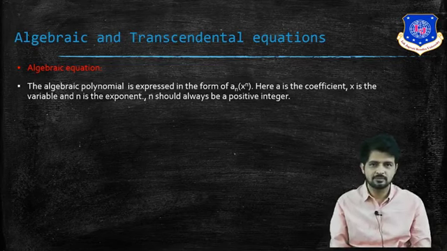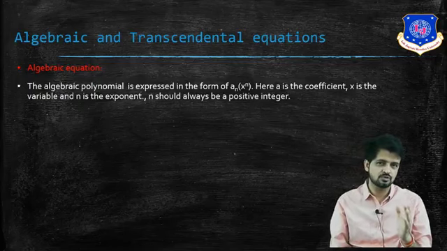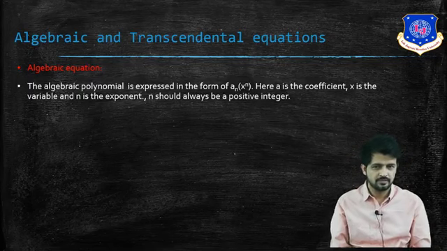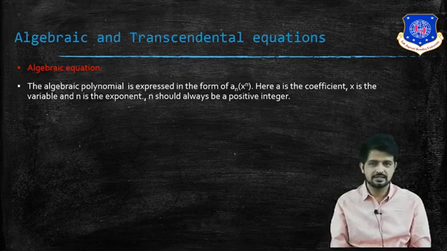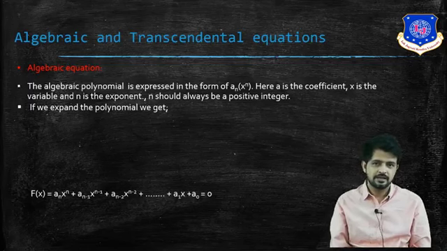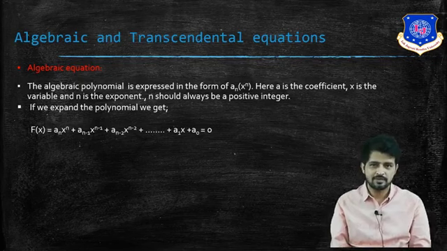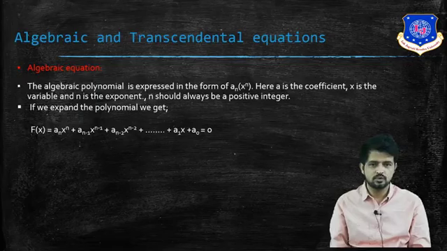For example, if I am starting from x raised to 4, then it will be reduced to x raised to 3, x raised to 2, x raised to 1, and so on. Okay, so x is the variable and n is the exponent. The condition is what? The n should be always positive integer, then only it is known as algebraic polynomial. Okay, if we expand the polynomial, we can get f of x is equal to a_n x^n plus a_(n-1) x^(n-1), a_(n-2) x^(n-2), and so on up to a_0. Fine, because x raised to 0 is 1.